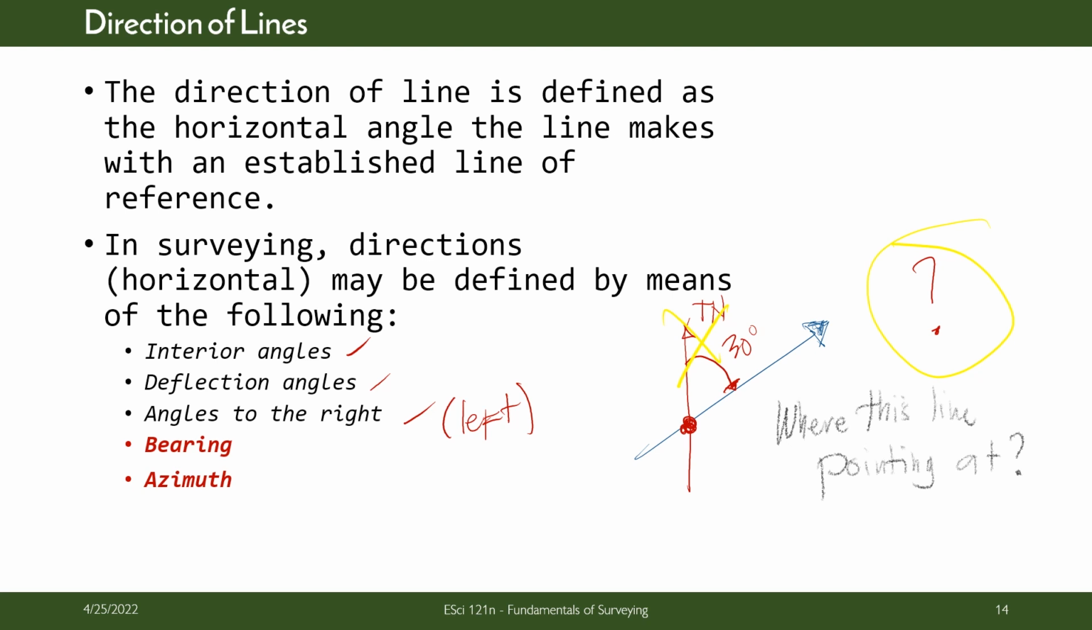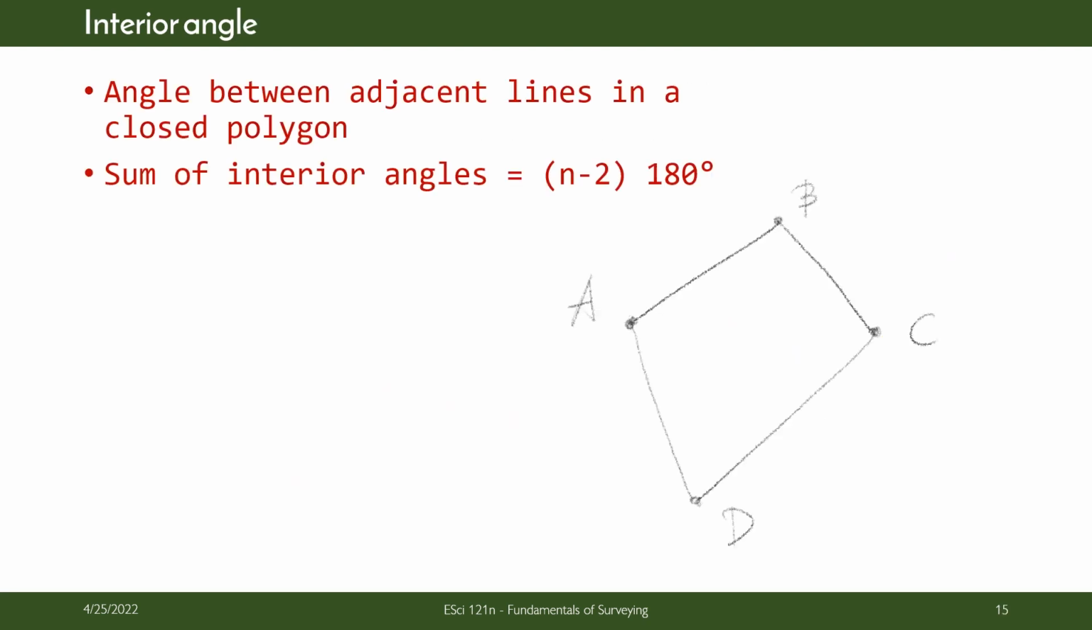Then we have bearing and azimuth. I highlighted the two words here, the bearing and the azimuth, because this is what we are focusing on. When we say interior angle, it's the angle between adjacent lines in a closed polygon. For this one, this is your interior angle, no?